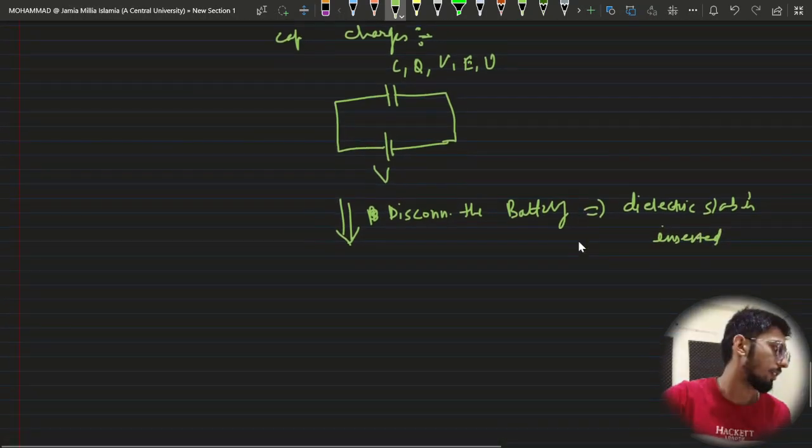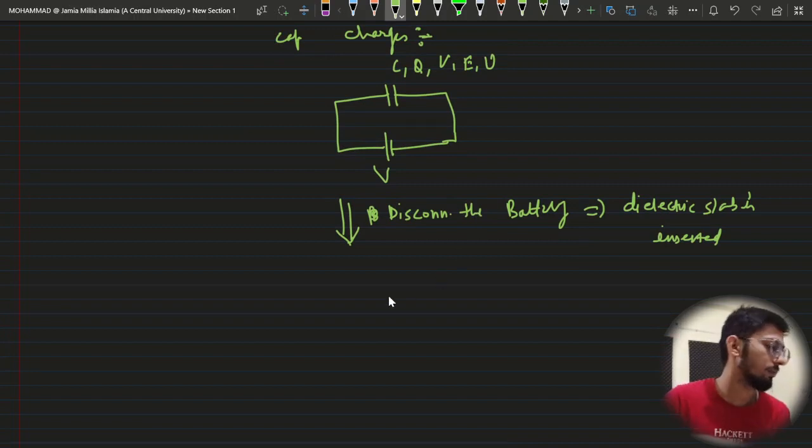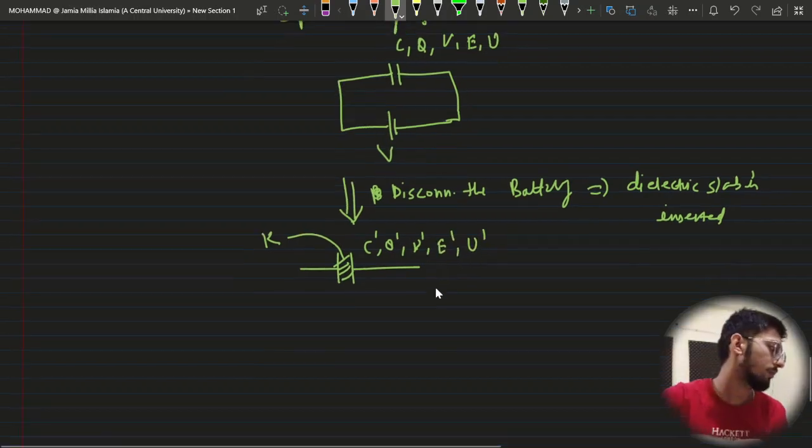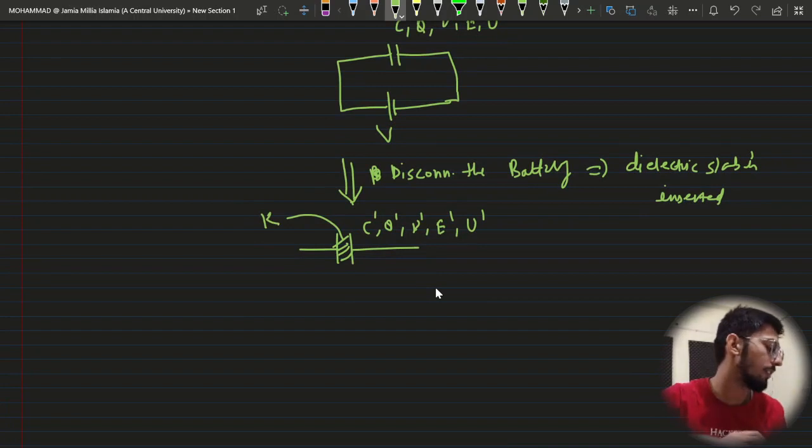So the battery is disconnected and then a dielectric slab of permittivity K is inserted. In this case, let's say the respective values are C dash, Q dash, V dash, E dash, and U dash.